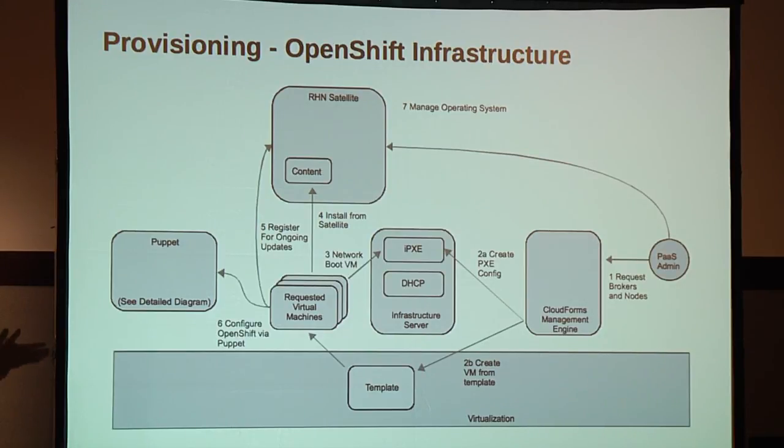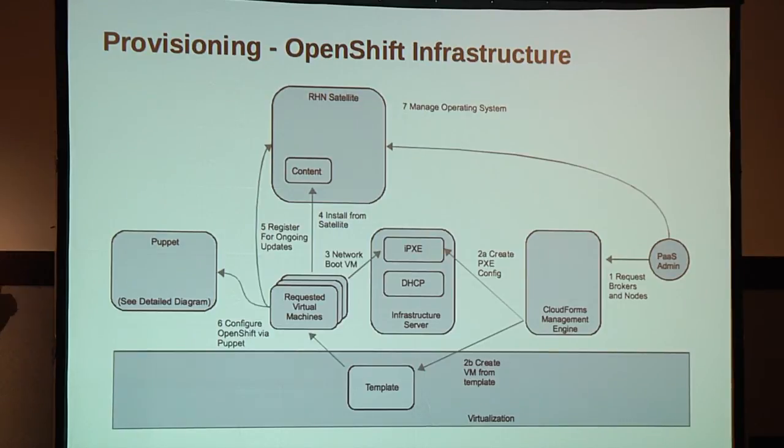So the PaaS admin comes to the CloudForms Management Engine. He says, please create me an OpenShift Broker or OpenShift node, either or. And what happens is CloudForms Management Engine will reach down into the virtualization provider, select a template, and use it to build a VM. Now, it's not actually using the OS in that template in this case, because we're doing PXE provisioning. We'll just basically use the VM as the container. And then at the same time, it's writing a PXE boot record to the PXE server. And you can actually add multiple PXE servers into CloudForms Management Engine, right? If you want to federate a bunch of PXE servers out there.